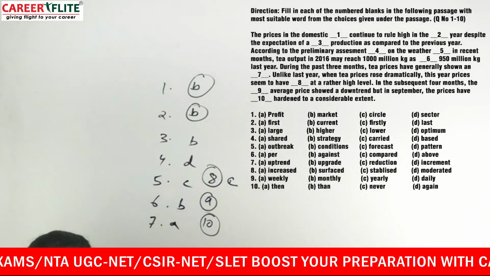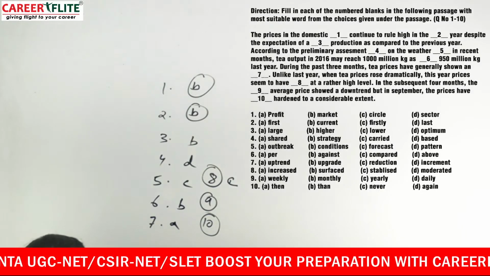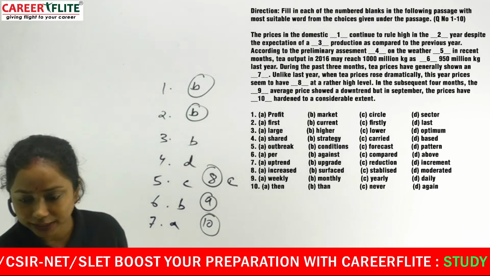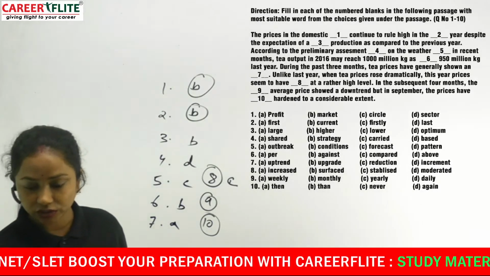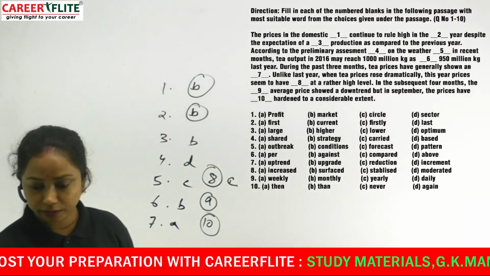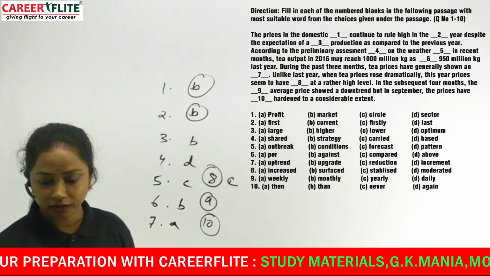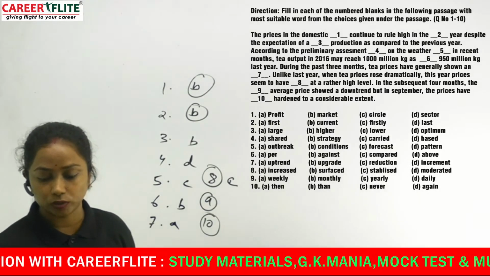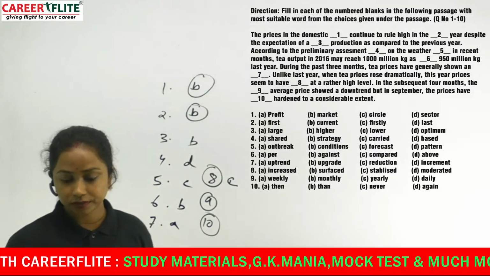Okay, then 9 and 10, let's read out that one also. Number 9, in the subsequent 4 months, the dash average price showed a downtrend, but in September, the prices have dash hardened in a considerable extent. Options are weekly, monthly, yearly, and daily in number 9. So generally, it's given about 4 months, then again September. So obviously, this will be monthly. So it is 9B.